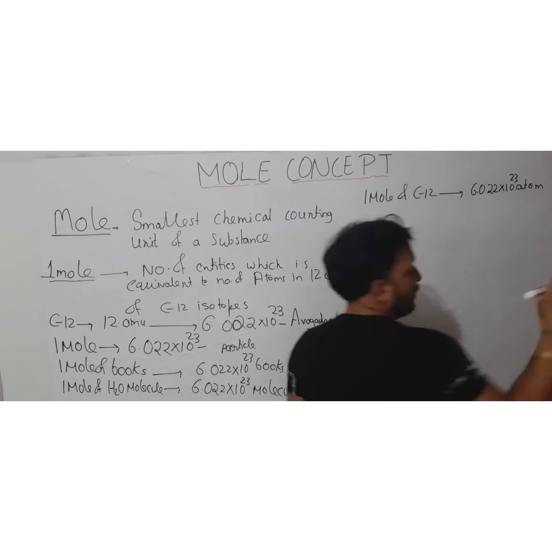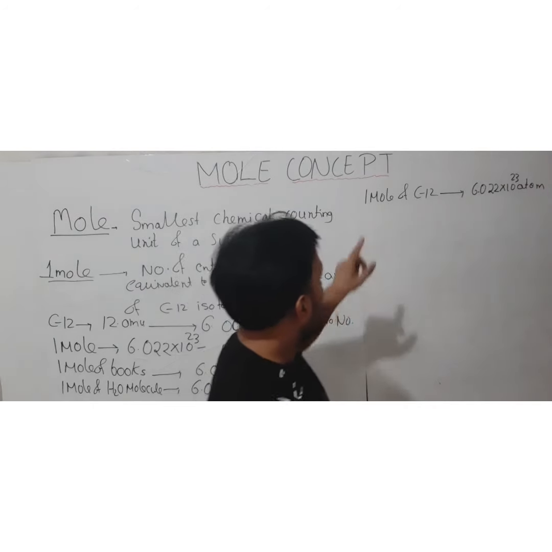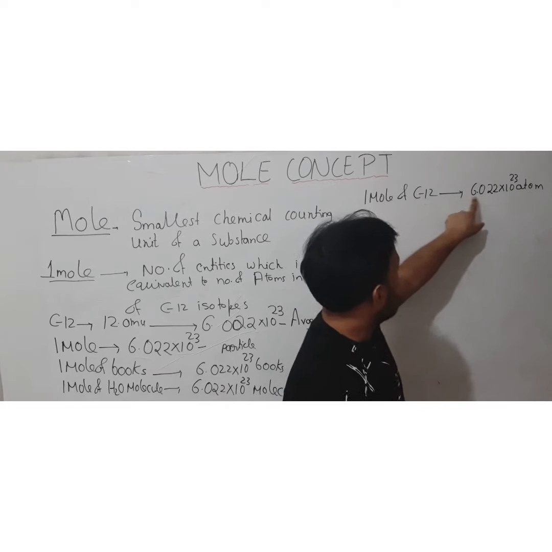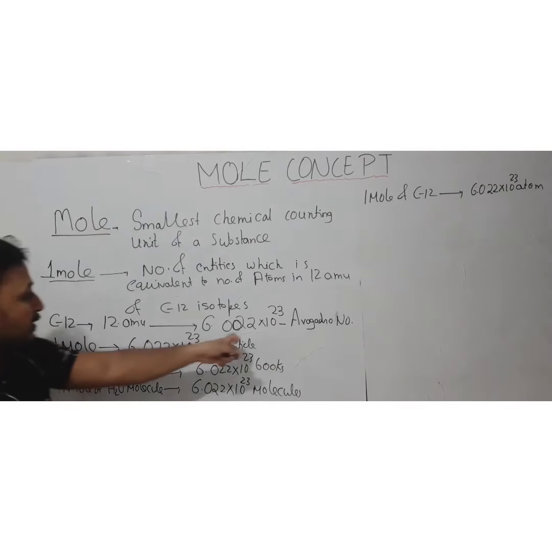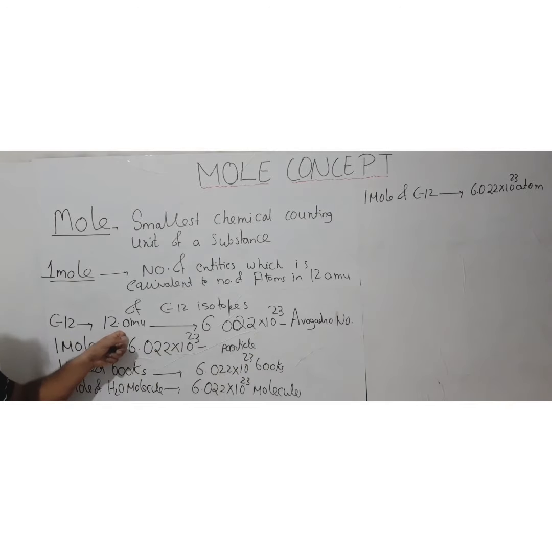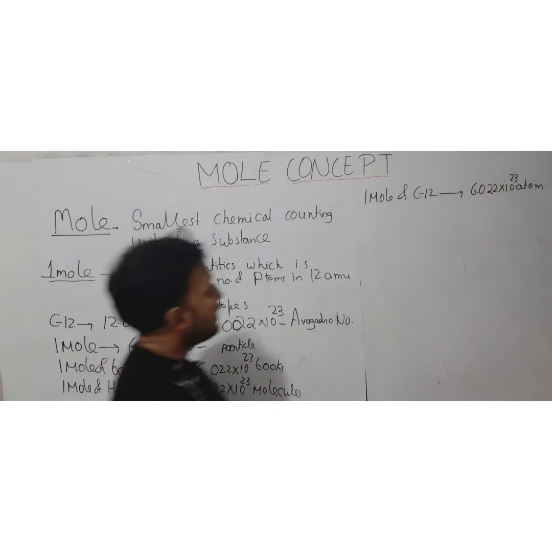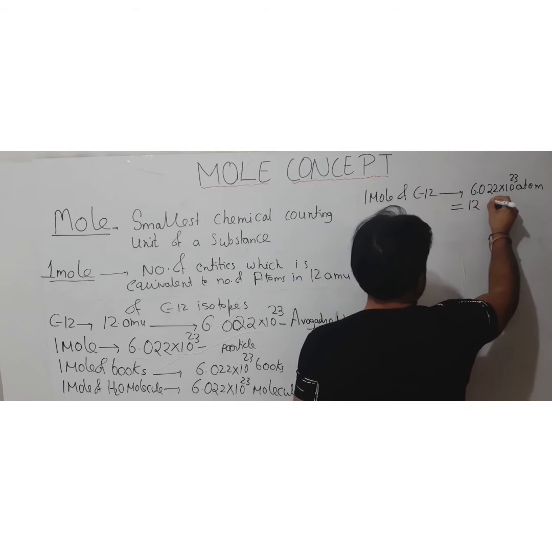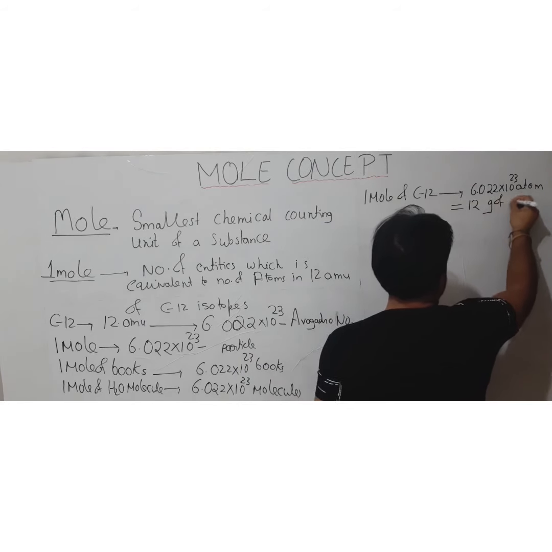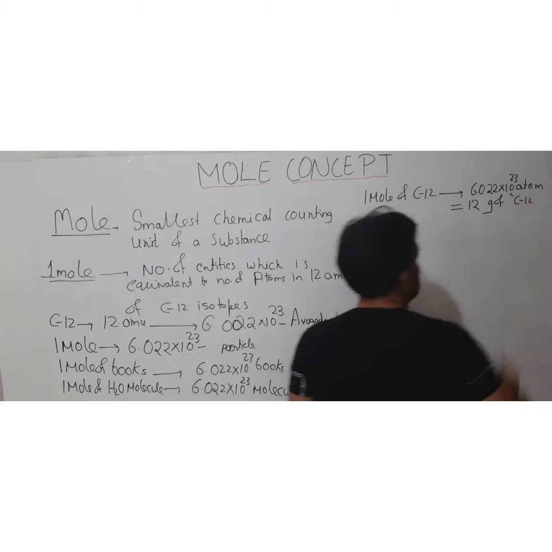1 mole of carbon 12 means that it will have 6.022 into 10 raised to power 23 atoms. But one more thing is related with that. What? That 1 mole of carbon 12 is equivalent to this Avogadro number, and that Avogadro number is equivalent to the mass of carbon 12. It means that 1 mole of carbon 12 is also equivalent to 12 gram of carbon 12 isotope.